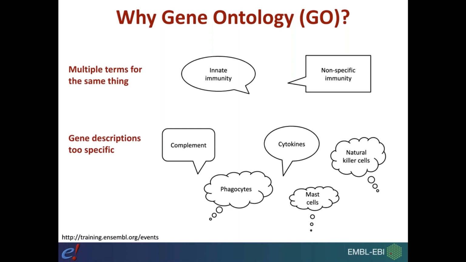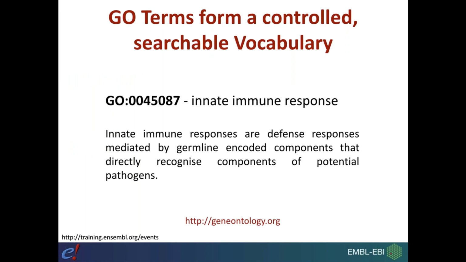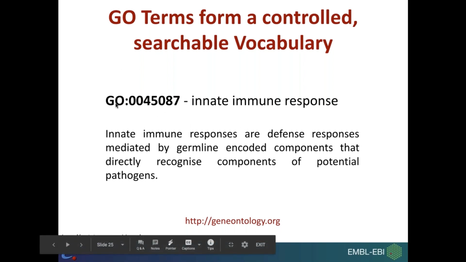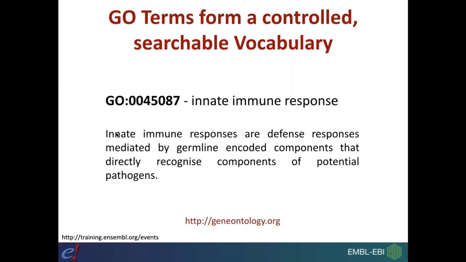There are a couple of problems here. One is that different terms are used for the same thing, in this case a function. And the other one is that the gene descriptions tend to be very specific. Here is where gene ontology comes in to help us to ensure that we all talk about the same thing. These GO terms form a controlled and searchable vocabulary. So here I have an example of a GO term, innate immune response, which in fact has an accession number, which is shown in bold here. Then you can look up this term and you get a very detailed description of what this term actually means. And this ensures that everybody knows what you're talking about.